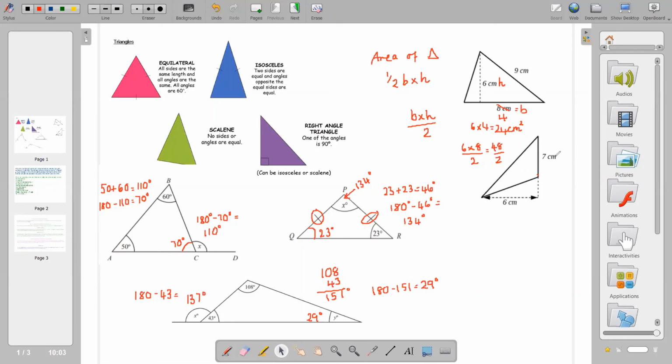So for this one here, we have a base of 7 and we have a height of 6. And this time I would halve the height. So go 3, and you can do 7 times 3 equals 21 centimetres squared. Again, if you prefer this base times height divided by 2, you can do 6 times 7 divided by 2 equals 42 divided by 2, which will also give you your 21 centimetres squared.